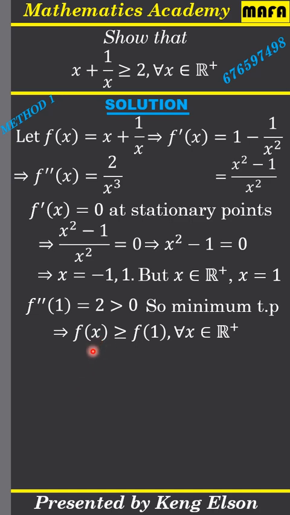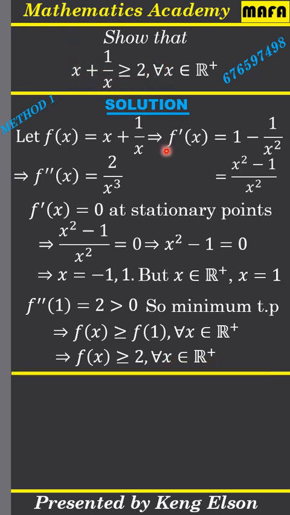Alright, so if f of x is greater or equal to f of 1, what is f of 1? f of 1 is 1 plus 1 on 1, which is 2. So at the end of the day, we can conclude that f of x is always greater or equal to 2 for all values of x in this interval, which takes us to our proof.